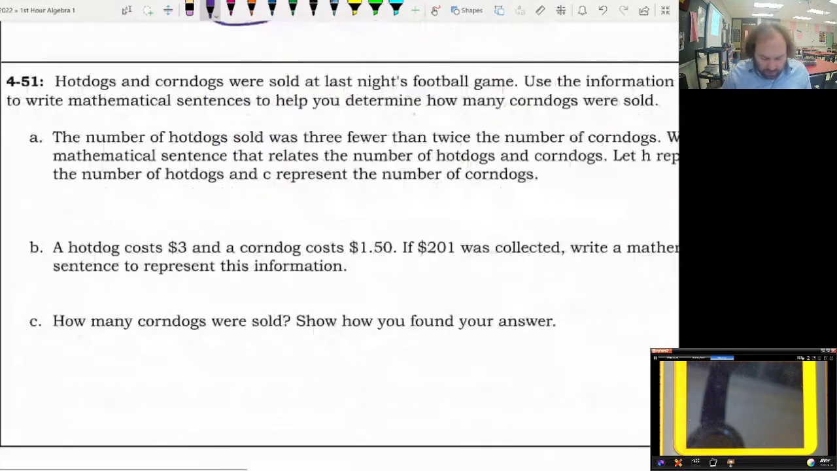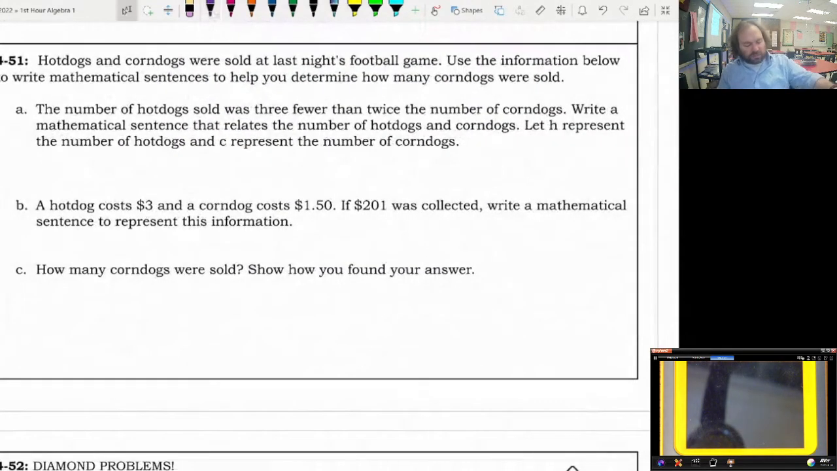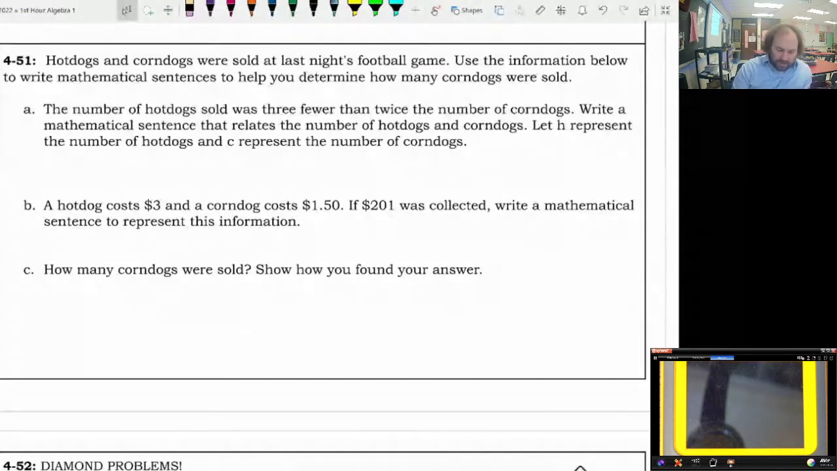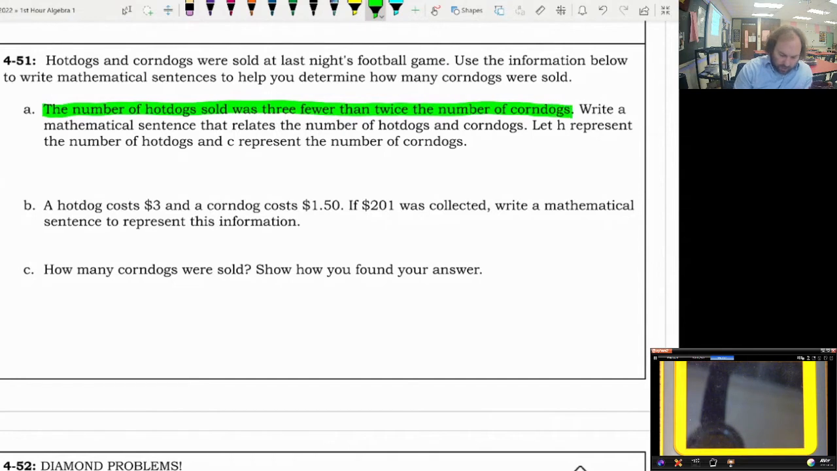451: Hot dogs and corn dogs were sold at last night's football game. Use the information below to write mathematical sentences to help you determine how many corn dogs were sold. Question A says the number of hot dogs sold was 3 fewer than twice the number of corn dogs sold. Okay, well, right away I see the word "was." That's my equal sign. The number of hot dogs is going to be H. 3 fewer than twice the number of corn dogs, that's 2C minus 3. If you read the sentence and you read that math equation, they say the same thing. Hot dogs is twice the number of corn dogs minus 3.